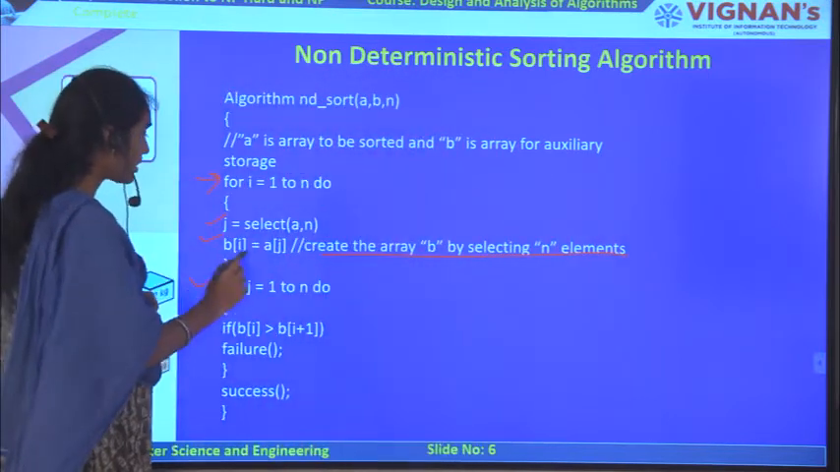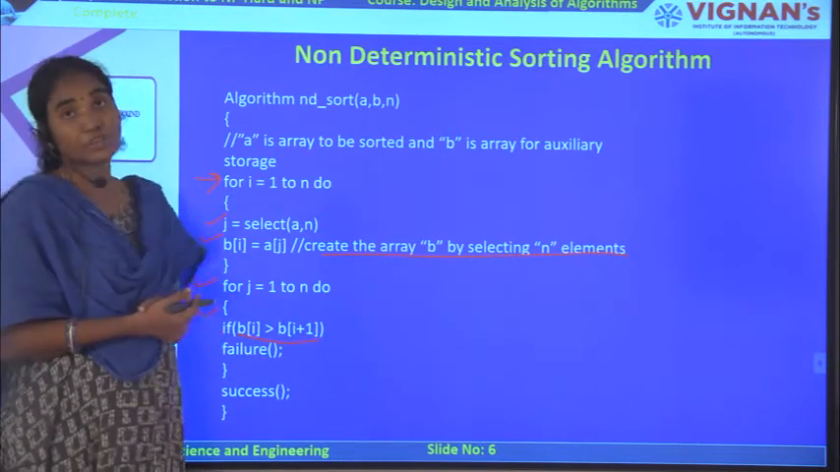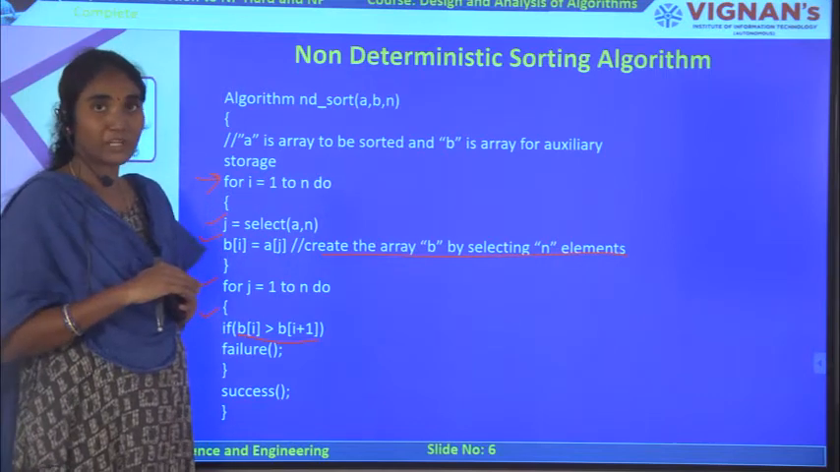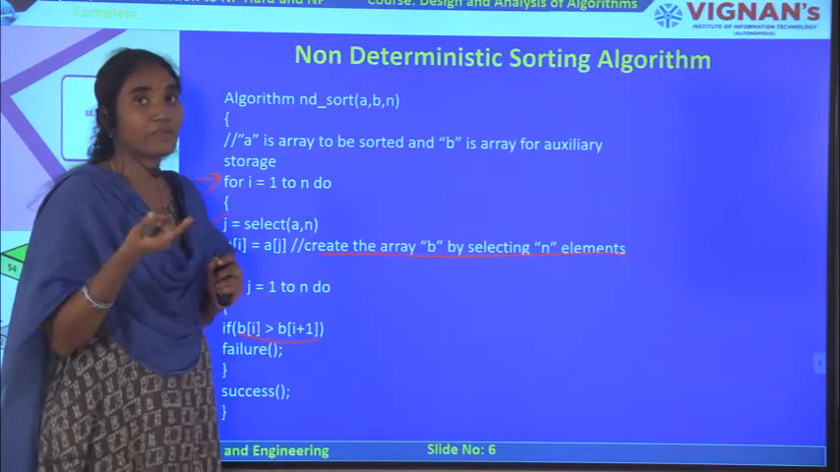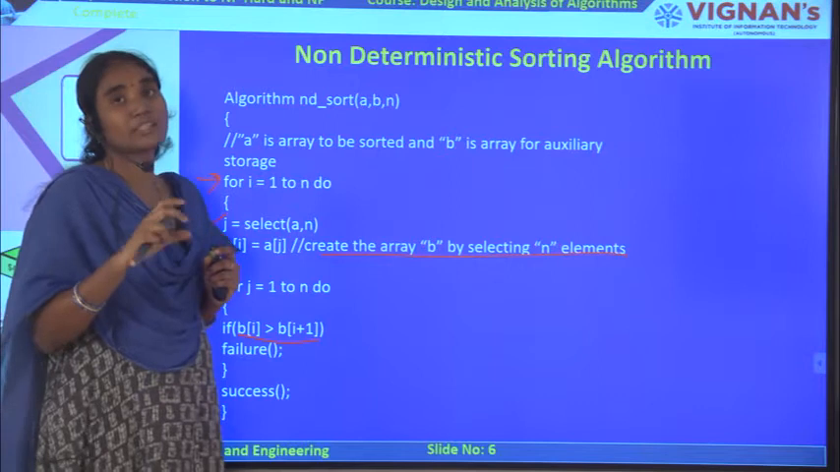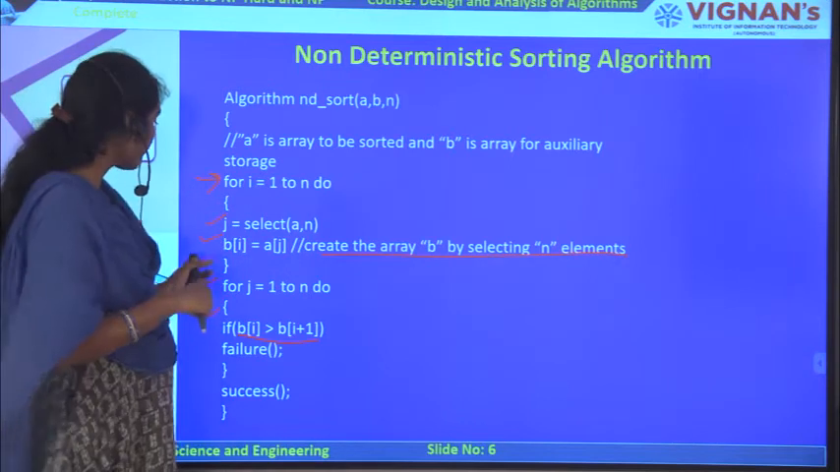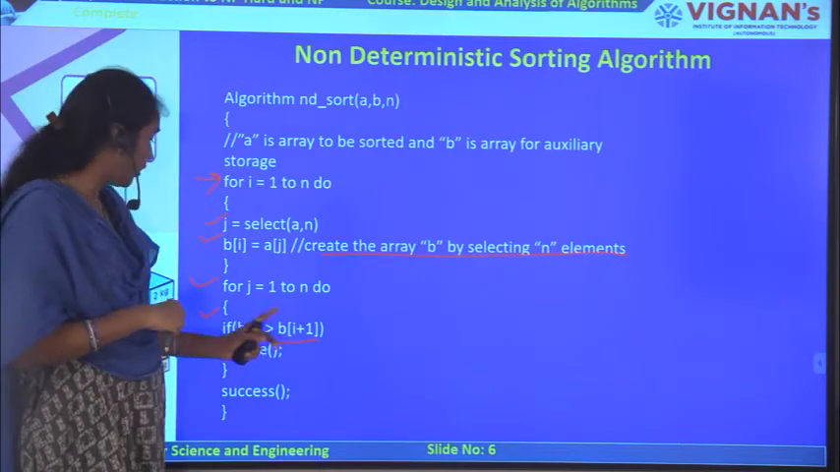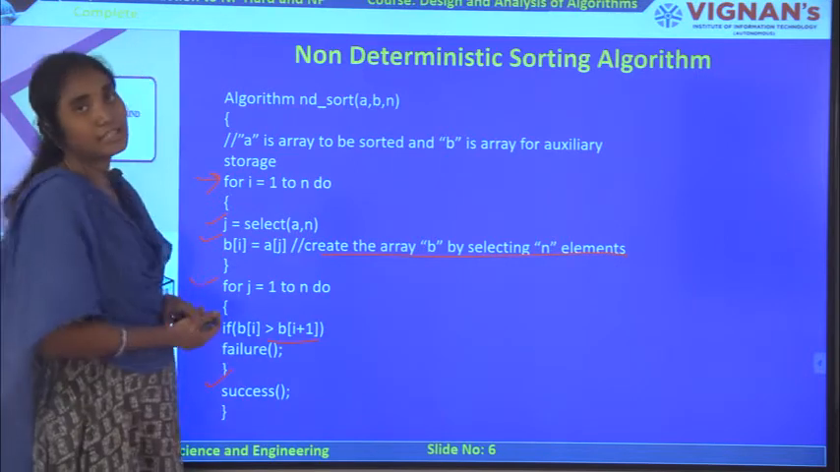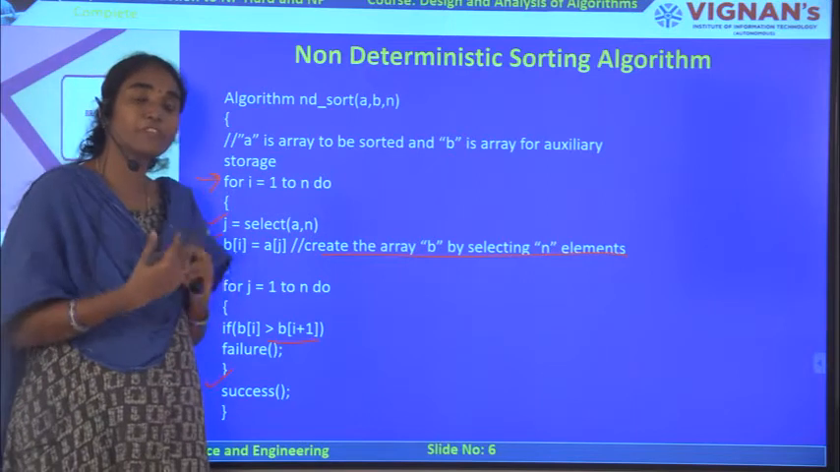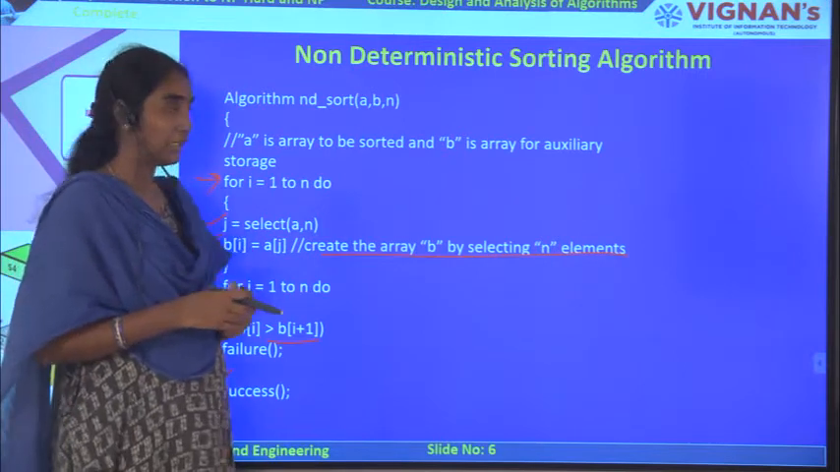Now for j equal to 1 to n, if B of i is greater than B of i plus 1, here the B array stores all the values in A, right? But here I am not directly copying from A to B. Here I am using a select function, so that it will arbitrarily choose any value from A, and it is going to be assigned to B. Now if B of i is greater than B of i plus 1, failure, otherwise it is a success. So this is how we modified the sorting algorithm, which is a non-deterministic sorting algorithm, right?